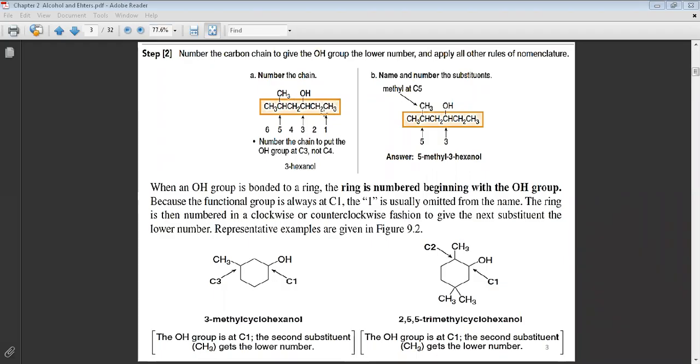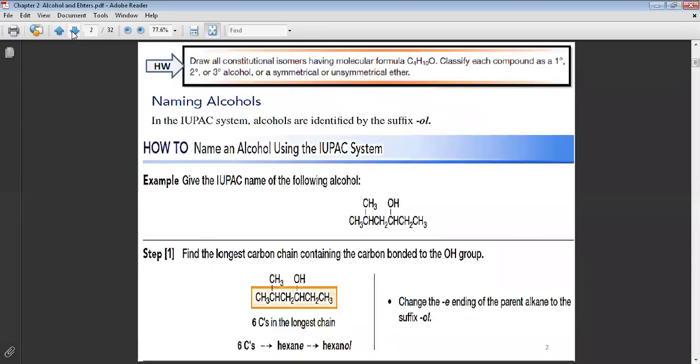Okay, it will be 1, 2, 3, 4, 5, 6. Now on the carbon number 3, what do we have? We have hydroxyl. On the carbon number 5, we have methyl.